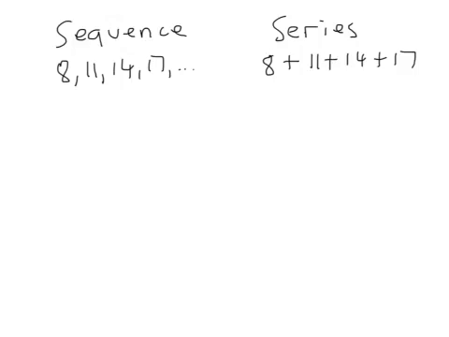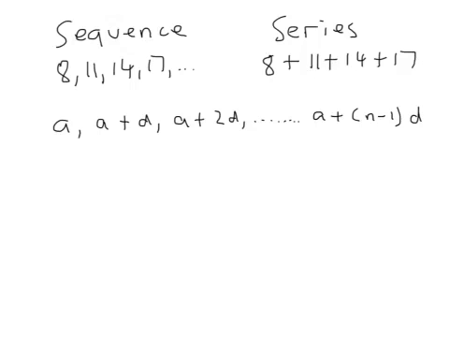Now previously we looked at a sequence being A plus D, A plus 2D, and so on. Now if there's n terms, the last term is A plus (n minus 1)D, because the number in front of the D is 1 less than the actual term. That's the second term, that's the third term, and so on. So this is the sequence. On the next slide we'll look at the series that we get.